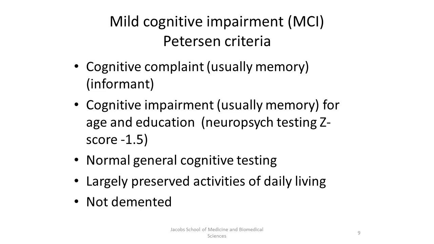People have to have normal general cognitive testing, so the neuropsych will also give you that information, that all the other cognitive domains are normal. They have to have largely preserved activities of daily living. A little help with banking would be okay, but if you really have to go there every single day, or make sure that they eat, that's not enough. That's the second domain. And you as a physician have to say that they are not demented.